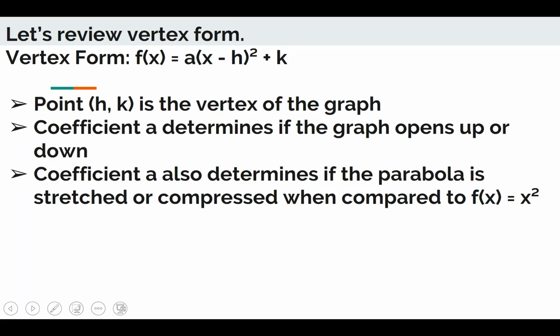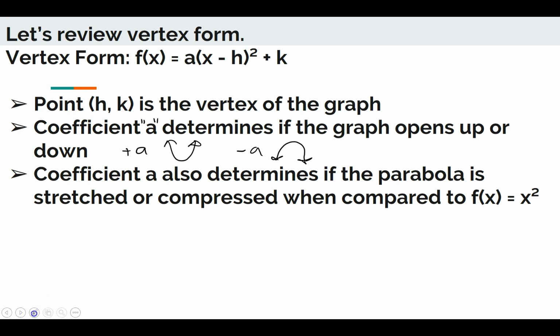So to refresh one more time, (h, k) is the vertex on the graph. That coefficient, which is a, determines if we open up or down. So a positive a is going to open up, and then we said a negative a is going to open down, right? New thing, the a value itself is going to show a stretch or a compression. That's one of your questions tonight, okay?